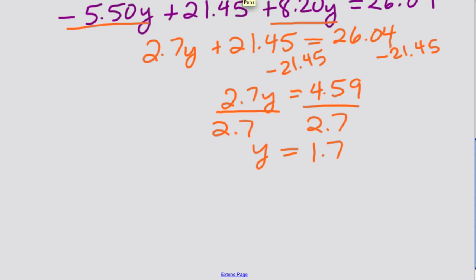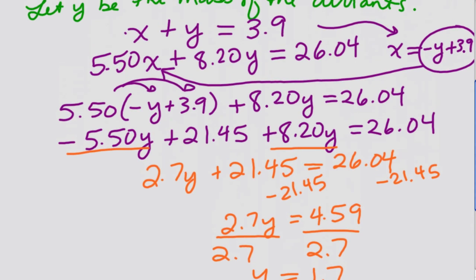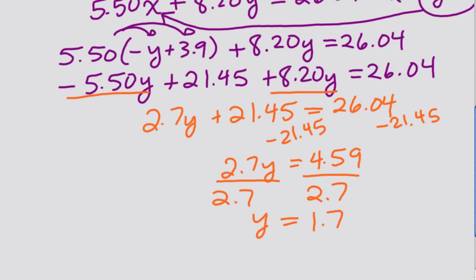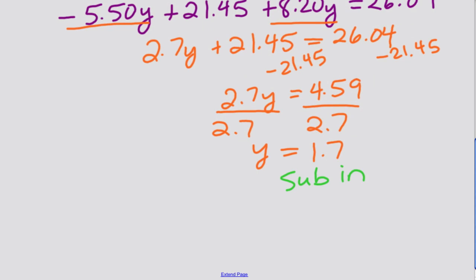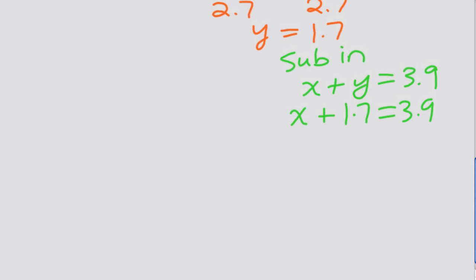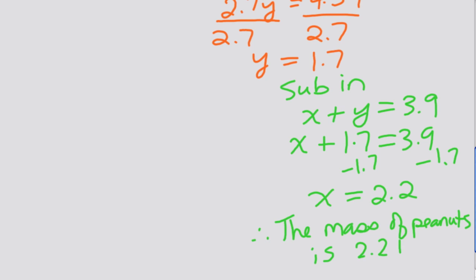What the question is asking you to find is the mass of the peanuts. So all we would need to do is sub that back in, preferably to this first equation because it looks like the easiest one. We're going to sub back in 1.7. X plus y equals 3.9. And so my x is still in the equation. Y becomes 1.7. And we subtract 1.7 from both sides. So our final answer for the mass of the peanuts is 2.2, and it's kilograms.